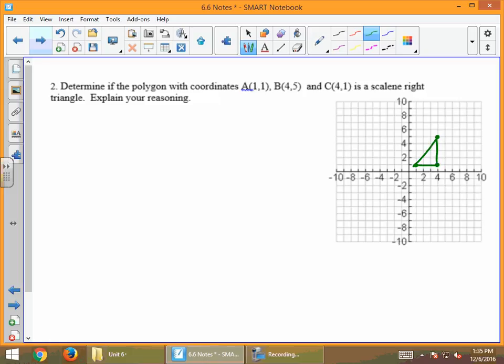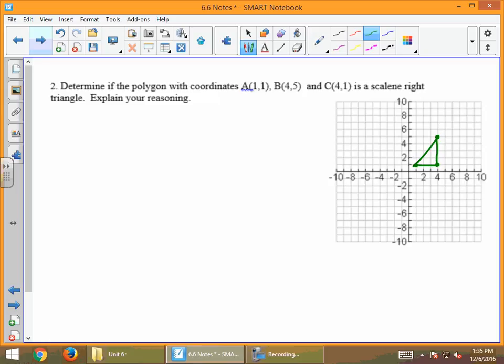Now you might look at that and be like, well, duh, it's a right triangle. But that doesn't work. You have to show the math. You have to do the math to show that it's a right triangle. Yeah, but you have to do the slopes.